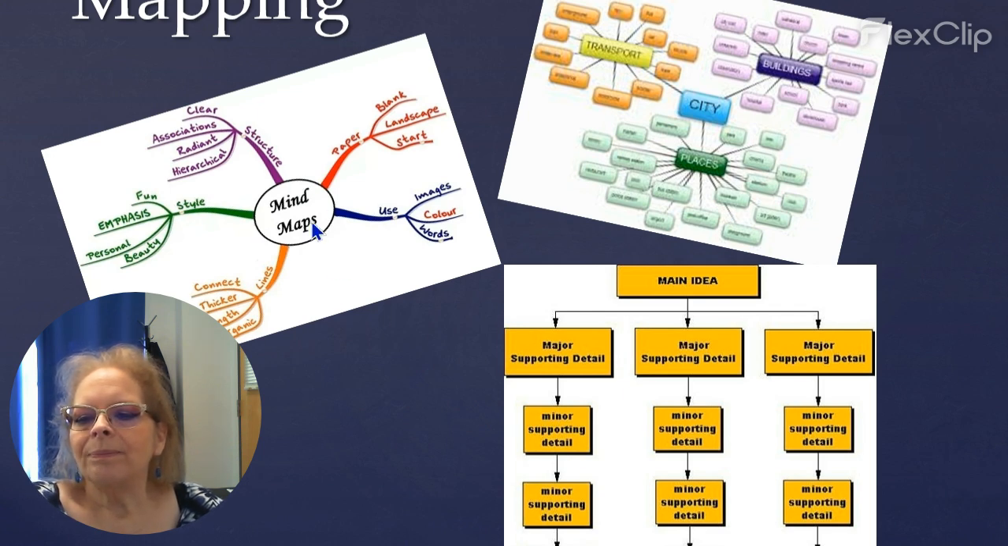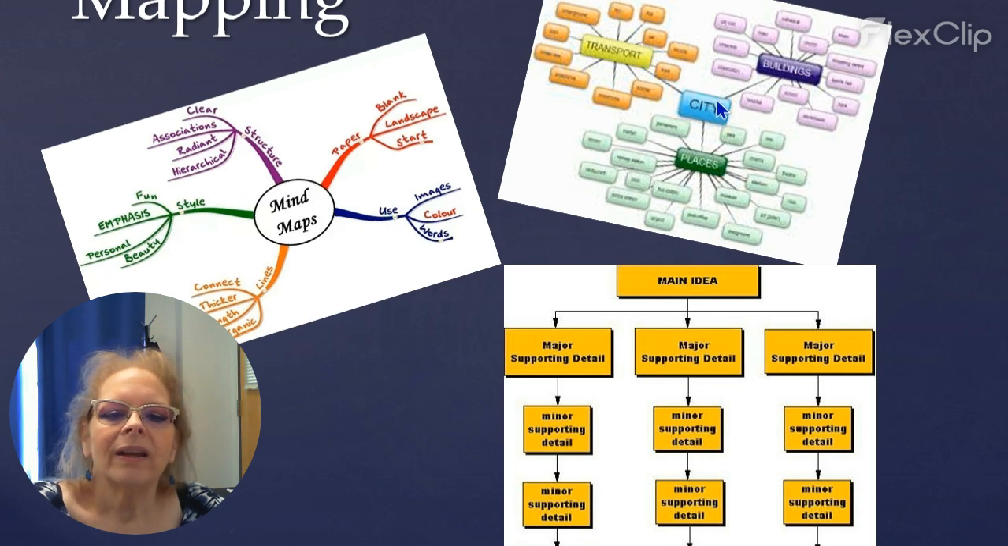A mind map, this can be reversed. If you're writing something, you could make a map. But a mind map helps you focus on different things and the supporting details. So, for example, a style could be fun, emphasis, personal, beauty. Structure could be clear, associations, radiant, hierarchical. So this is just putting the supporting details with the main point.